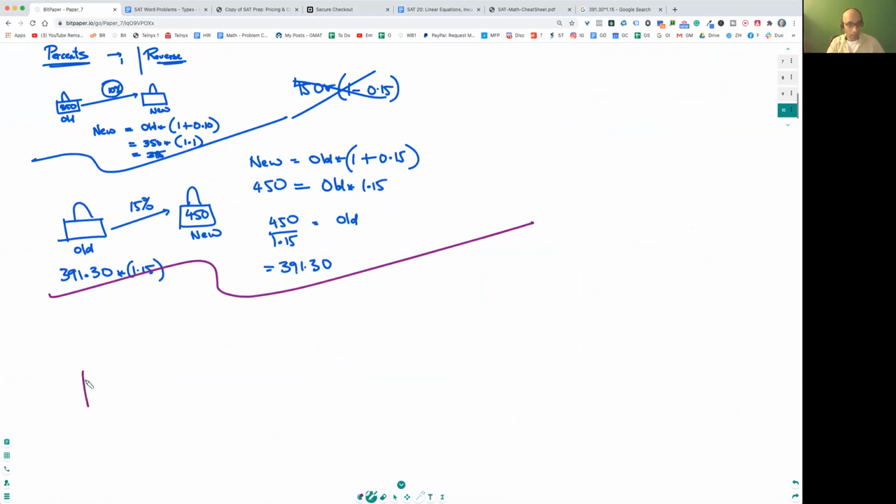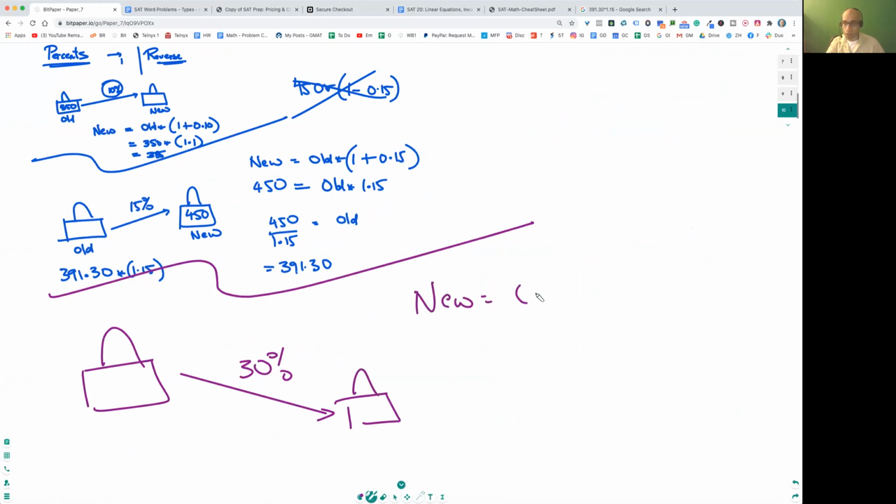Now think about it like this. You've got a bag and the price actually goes down by, let's say, 30%. Now, guys, pay attention here, please. New is equal to old times 1 minus. It's 1 minus. Don't do 1 divided by all of that. So remember this, stick it in your head. New is equal to old times 1 minus 30%, okay? All right, so now let me give you another problem.